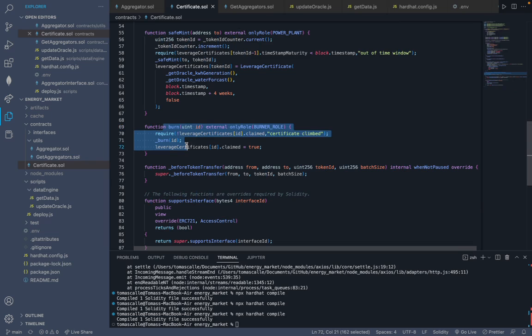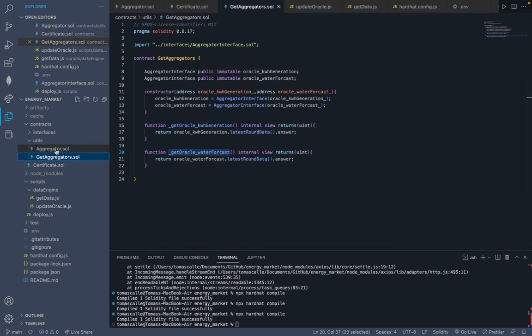Now, the burn function is simple. This one would be called by the financial company when the actual certificate wants to be claimed. So basically, when the power plant wants to open the credit line. And now we have the oracles, the simple ones.